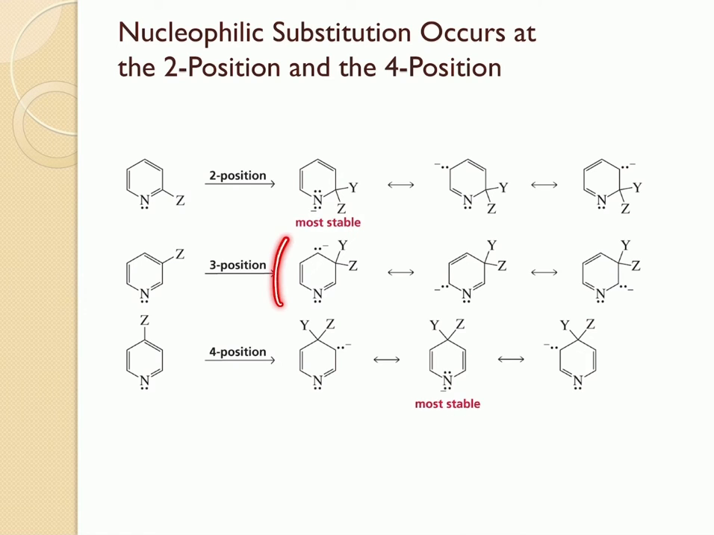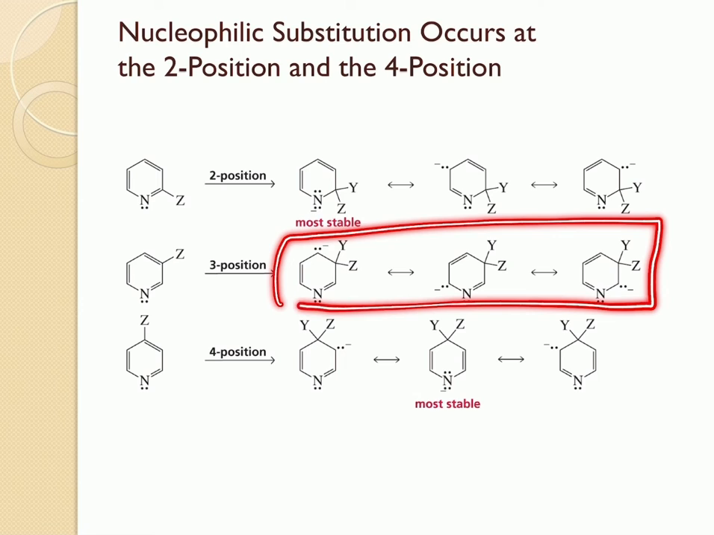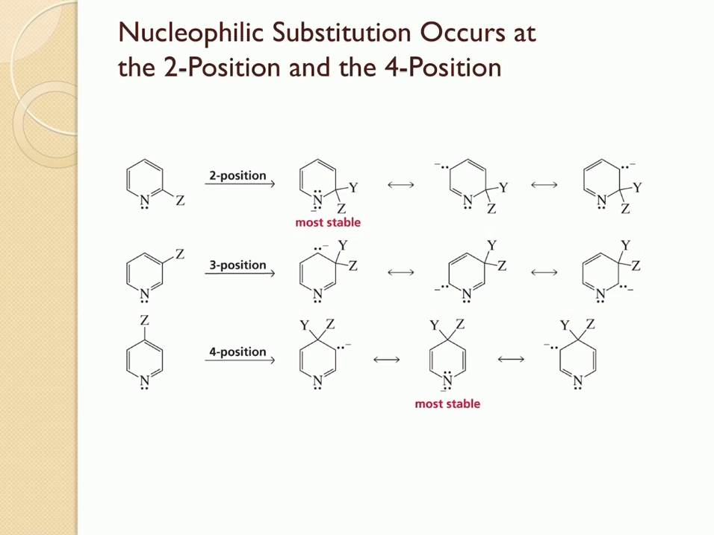But in the case of third position, it doesn't form a more stable resonance contributor because in all of these cases, you can see it is the carbon which is having that negative charge. So it is comparatively less stable. Right? Because of this, the nucleophilic substitution reaction of pyridine happens at the second and the fourth position.